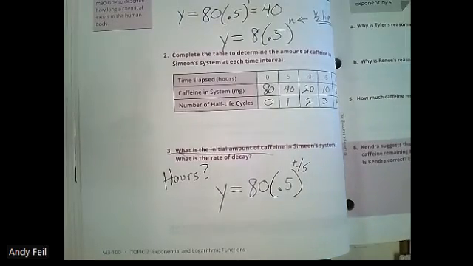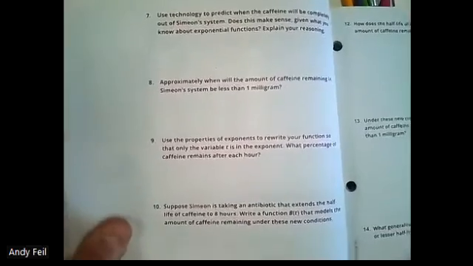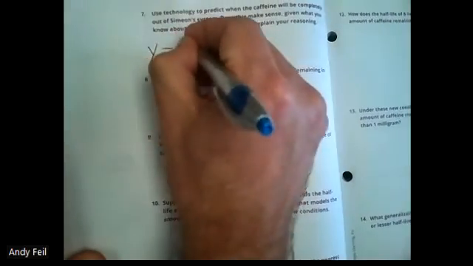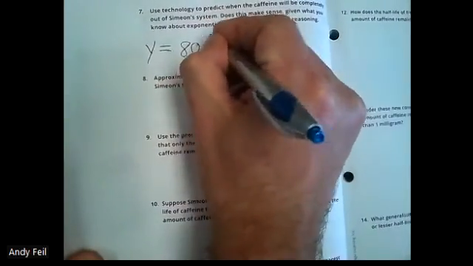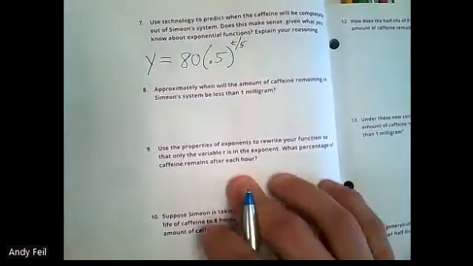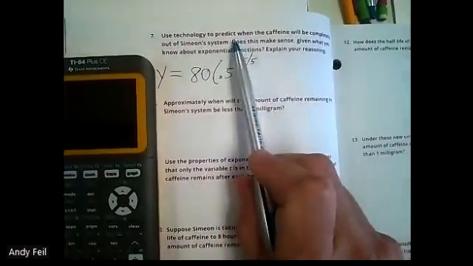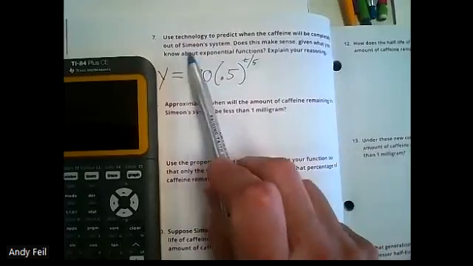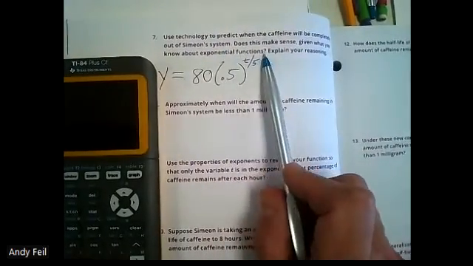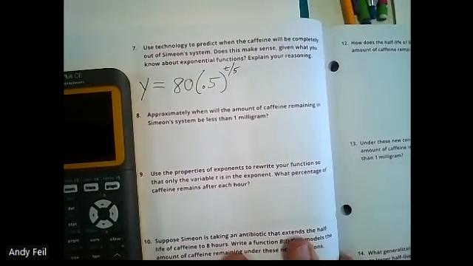Let's turn to page 102. Here was our formula we just wrote down. Y equals 80 times 0.5 to the T over 5 power. It says, use technology, that's this, to predict when the caffeine will be completely out of Simeon's system. Does this make sense given what you know about exponential functions? Explain your reasoning. Okay, so when is Simeon going to have no caffeine in his system?